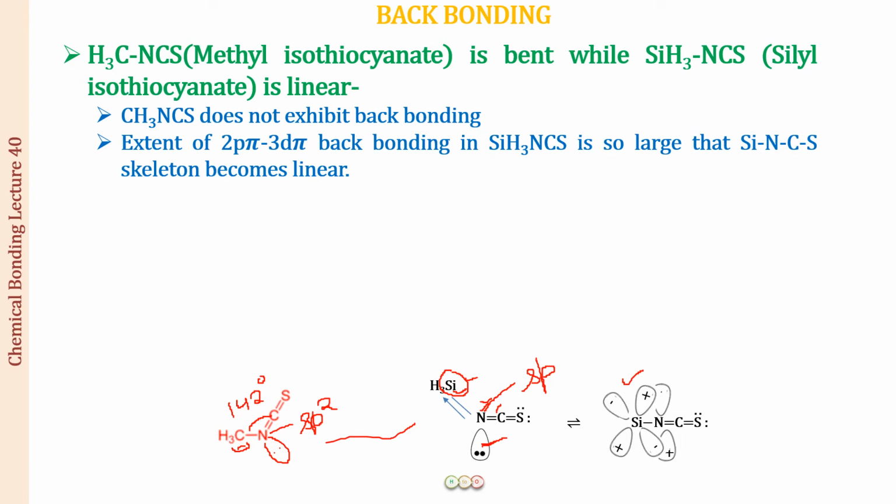The answer is not back bonding, but resonance. This structure has two more resonating structures. So this is one resonating structure, and this is the other resonating structure for this molecule.